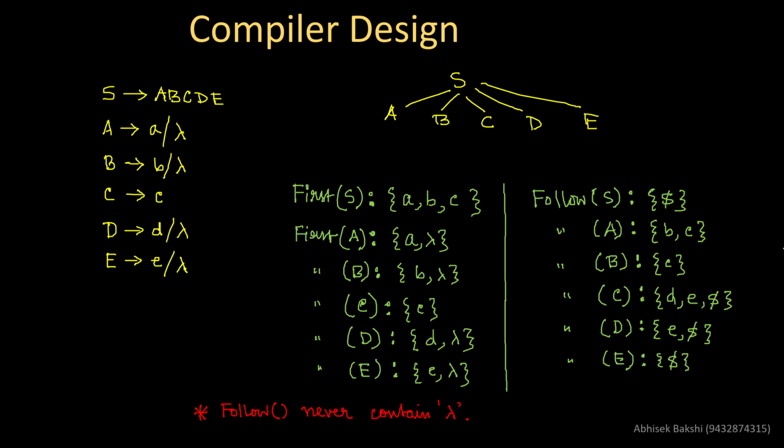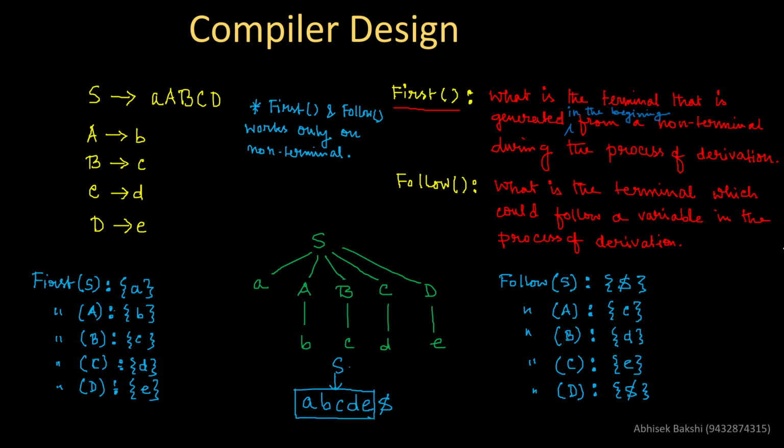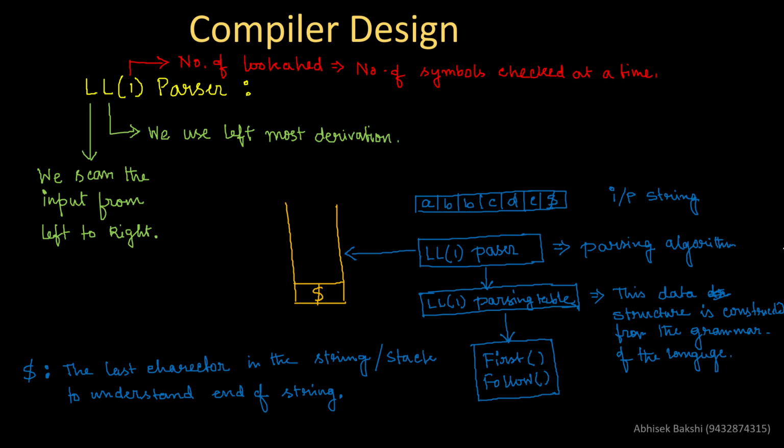So last day basically we have discussed how we can find the first and follow of a particular grammar, and this is actually required for designing the LL1 parser. We have already seen that an LL1 parser has mainly three components. One is obviously the input string, another is the parsing algorithm, which requires some memory in the form of a stack, and this LL1 parsing algorithm actually takes help of a table, that is what we call the LL1 parsing table.